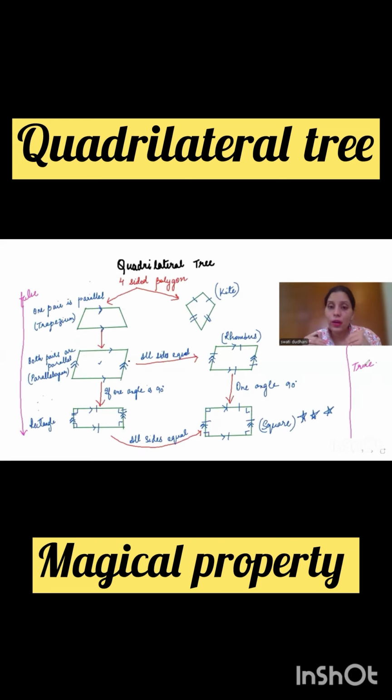Trapezium is a parallelogram? False. Again, every trapezium is a rectangle? False. Every trapezium is a square? False. Now, every rectangle is a parallelogram? Bottom to top, true. Every rectangle is a trapezium? True. Every parallelogram is a trapezium? True. So I'm just answering in just one second. So this is a magical property. I don't think that you will take so much time in creating this tree. So once you have this tree in place, you can answer all the statement questions.